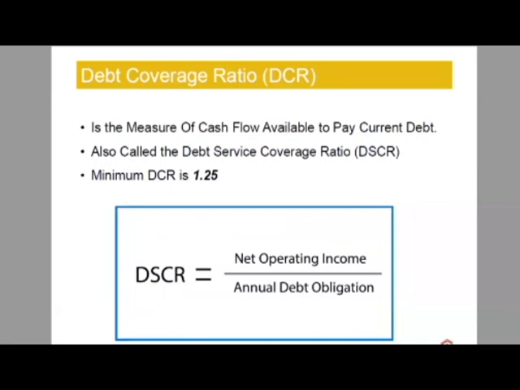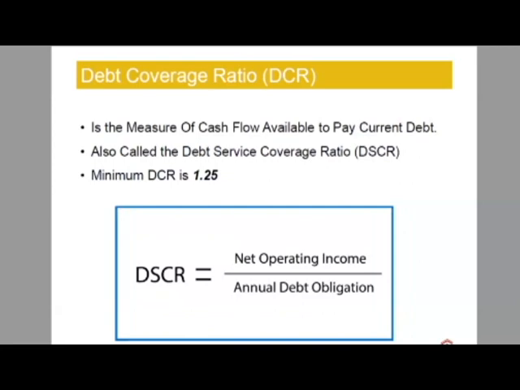Now, I have to say that with a preface, because if you've been doing business with a bank for a whole long time, they may let you come in at a lower one if you put more money up or whatever. But for the case of this webinar, just know that the debt coverage ratio has to be 1.25 or greater. And this is really a measure of cash flow available to pay your current debt. So again, 1.25. It's net operating income over your annual debt obligation.